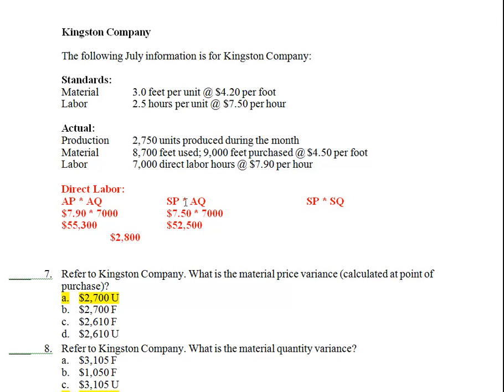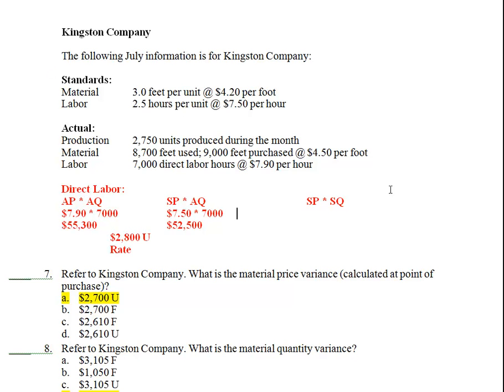So we thought the SP, we thought we should pay $7.50 an hour. We actually paid $7.90 an hour. We had to pay more. That's bad. So that's an unfavorable variance. So you have an unfavorable direct labor rate variance of 2,800.